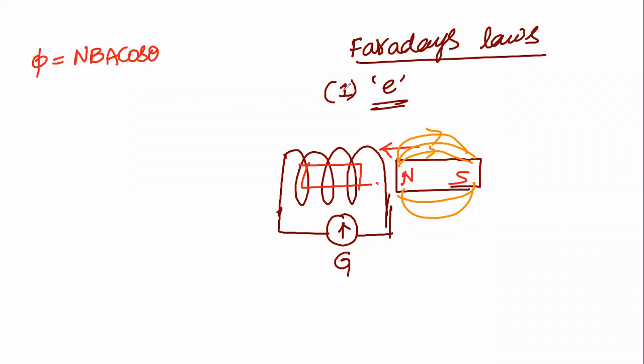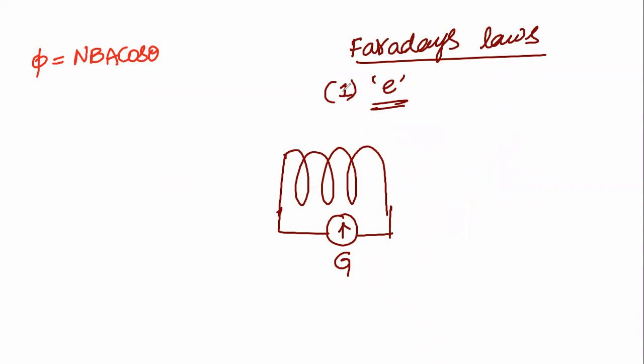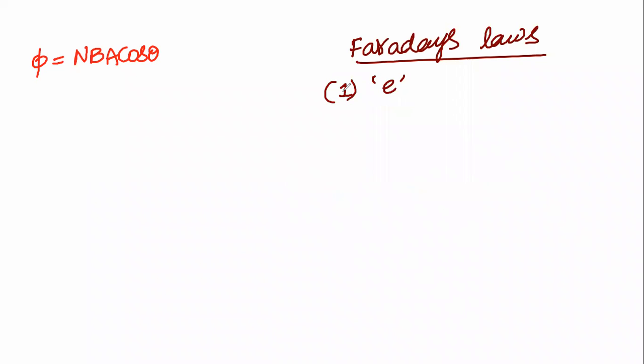So Faraday's first law states that whenever there is a change in magnetic field, it induces an EMF, and that remains as long as the change takes place. The induced current will be continued as long as the change in magnetic flux is there.